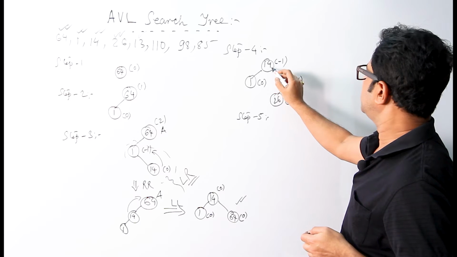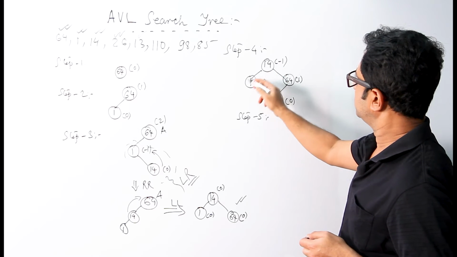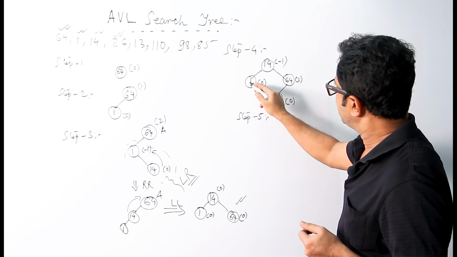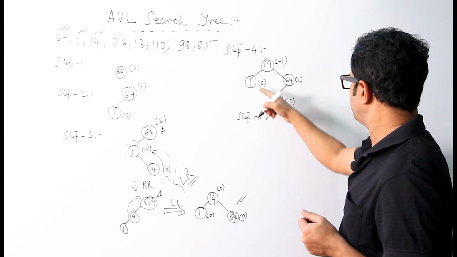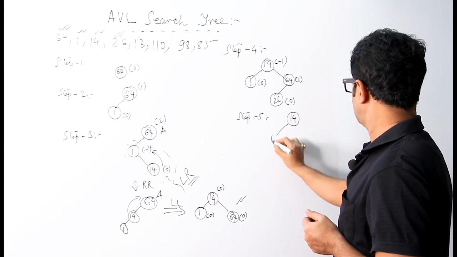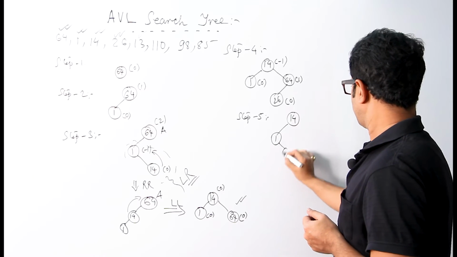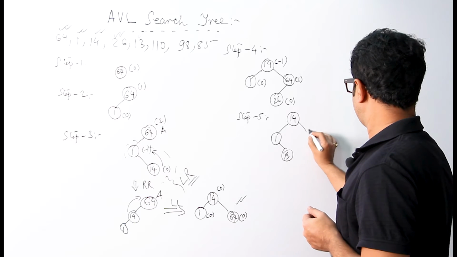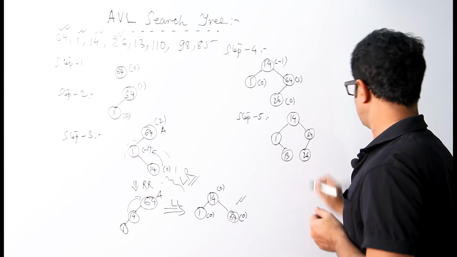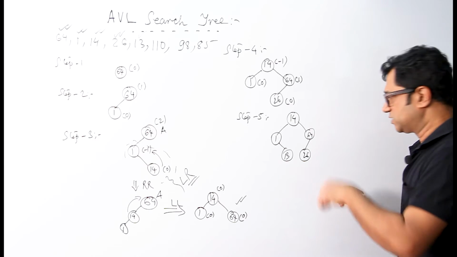13 is less than 14, so it will go to this side. 13 will be a part of the left subtree. So this 13 is more than 1, so 13 will be on the right subtree of 1. So it will look like this: 14, 1, 13, and this is 64. This is 26. So let us calculate the balance factors once again.